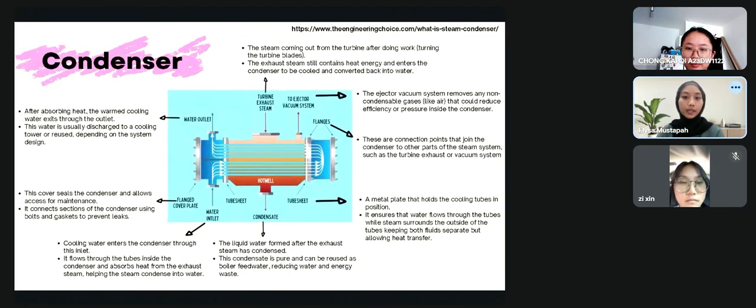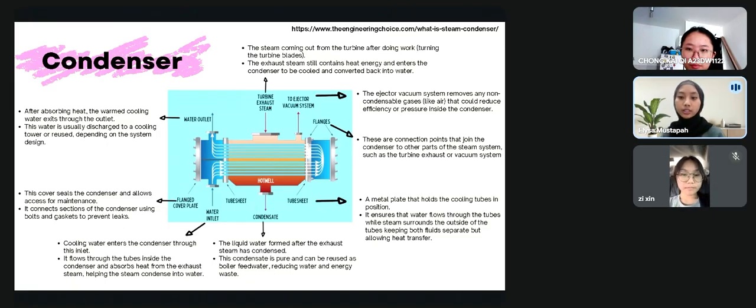Next, condenser. Turbine exhaust steam is the steam coming out from the turbine after doing work, turning the turbine blades. The exhaust steam still contains heat energy and enters the condenser to be cooled and converted back into water. To ejector vacuum system: the ejector vacuum system removes any non-condensable gases like air that could reduce efficiency or pressure inside the condenser.